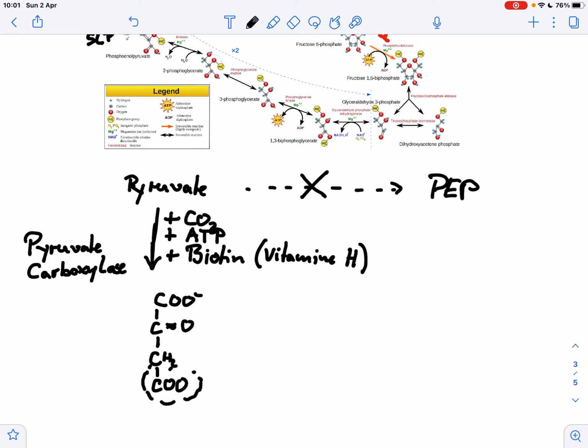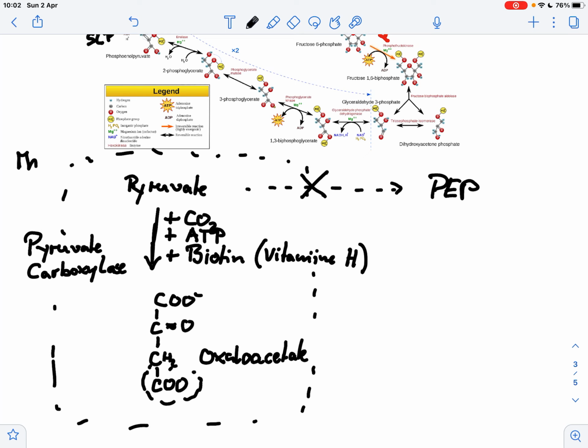And this molecule, if that looks familiar, then yes, you are right. This is oxaloacetate. And we have heard about oxaloacetate. Oxaloacetate is the acetyl-CoA acceptor in the TCA cycle. So we generate oxaloacetate in the mitochondria. This reaction happens in the mitochondria. So this is inside the mitochondria.